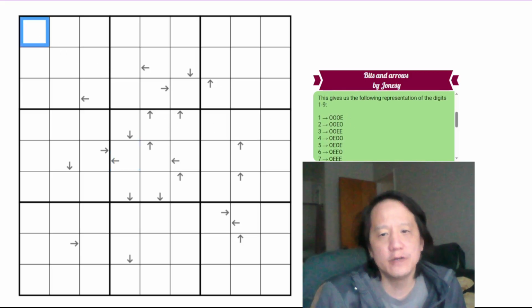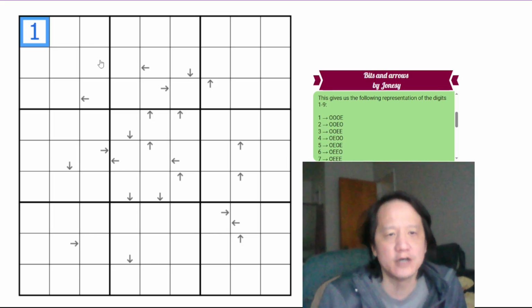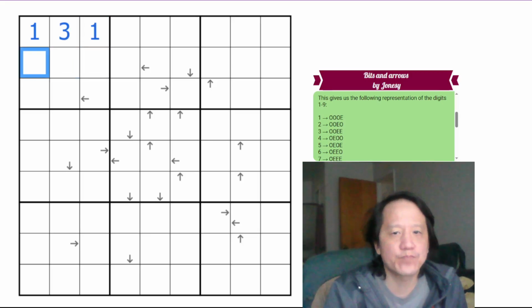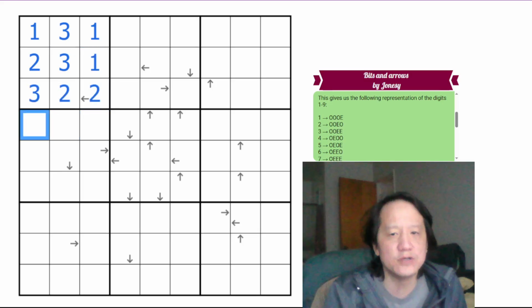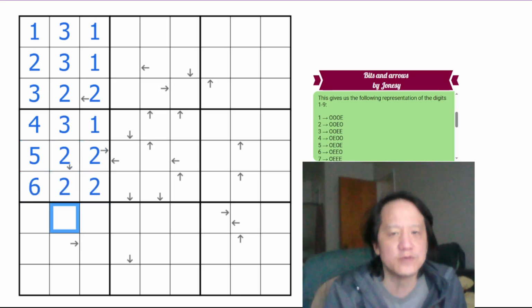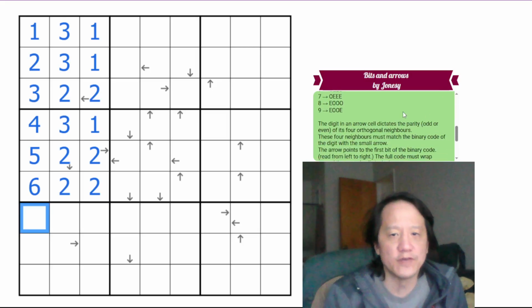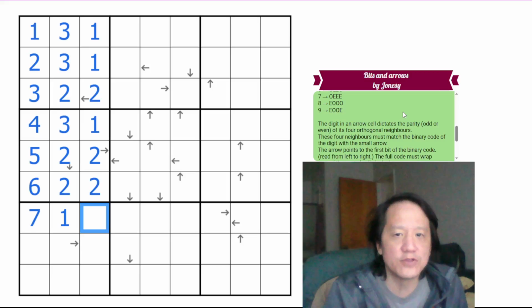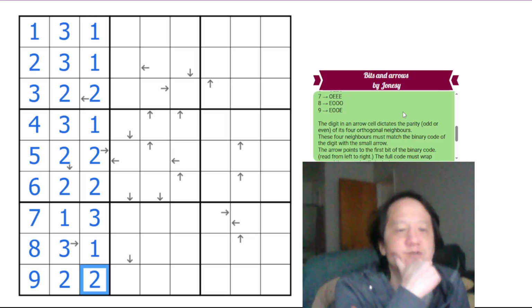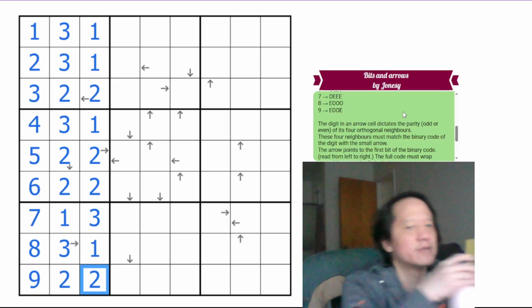Okay, so 1 has 3 odds and an even. 2 has 3 odds and an even. 3 has 2 odds and 2 evens. 4 has 3 odds and an even. 5 has 2 odds, 2 evens. 6 has 2 odds, 2 evens. 7 has 1 odd and 3 evens. 8 has 3 odds and 1 even. And 9 has 2 odds and 2 evens. Does that tell us anything? I'm not particularly certain.